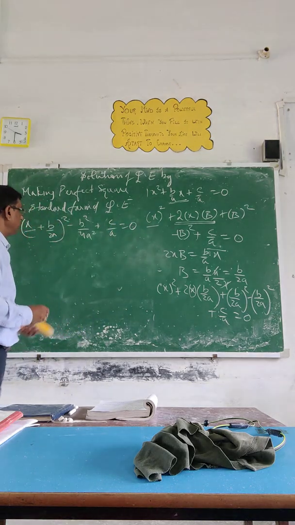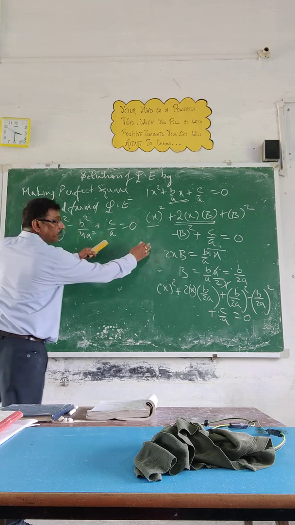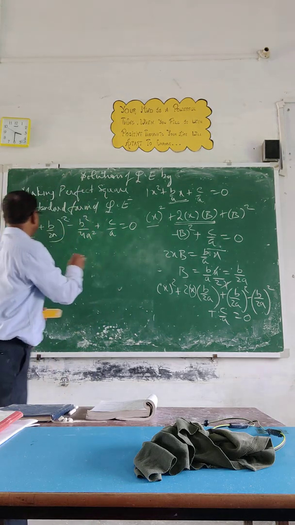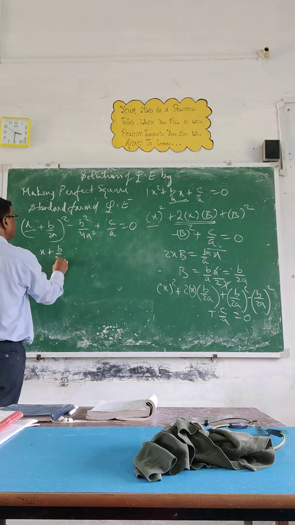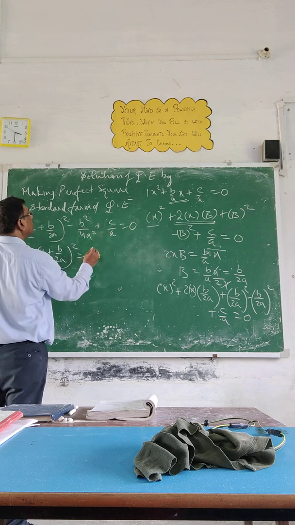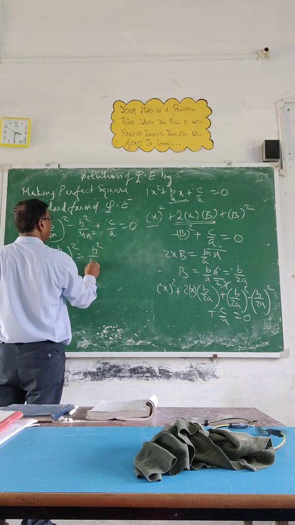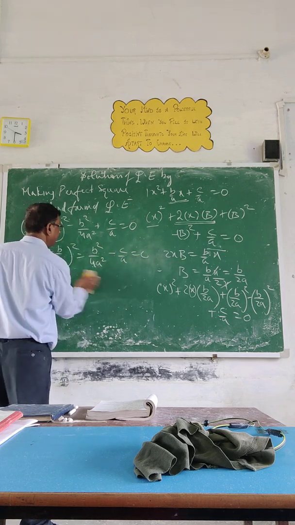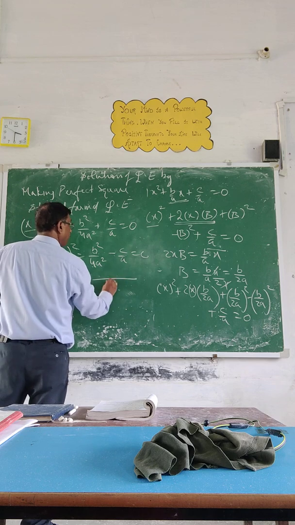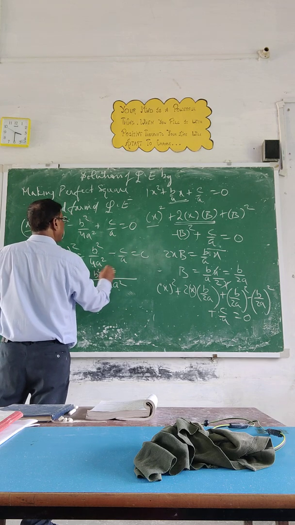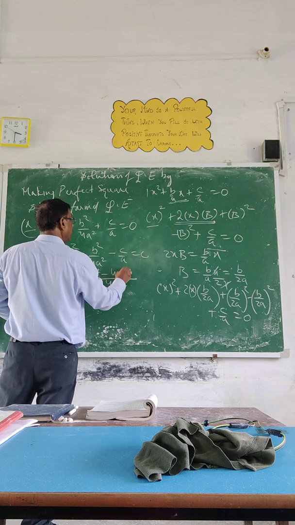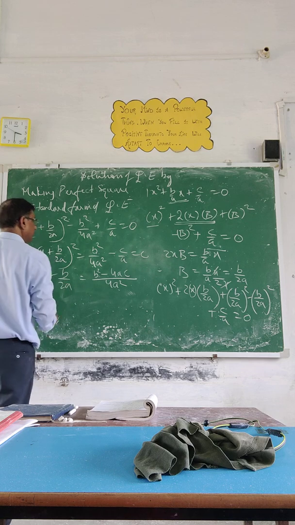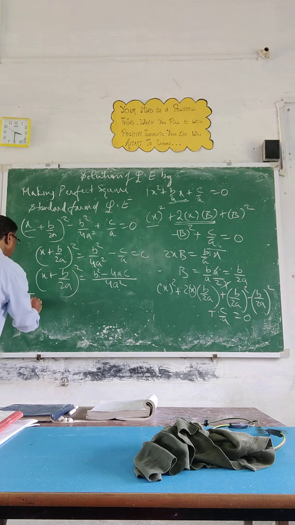You got this one, children? Now shift these two terms to this side. Why are we shifting? Because we have to find the value of x. x plus b upon 2a whole square is equal to b square upon 4a square minus c by a. Take LCM. What will you get? b square minus 4ac upon 4a square. Here we get x plus b upon 2a. Take the square root on both sides.